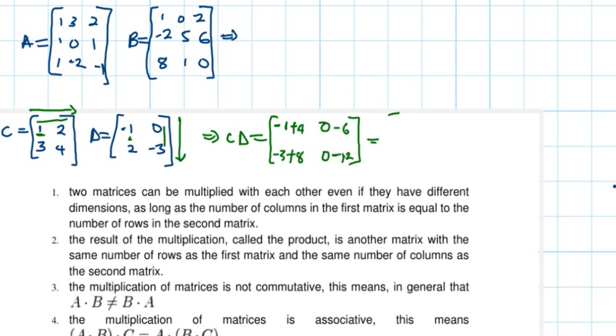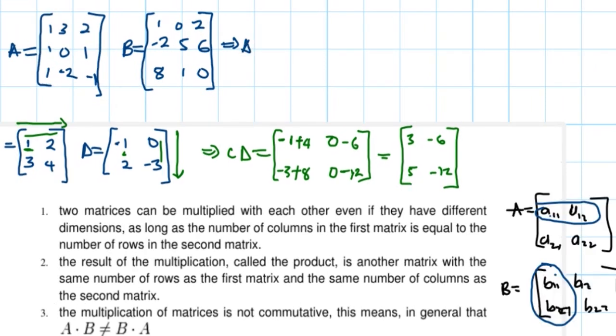So what are we going to have here? We're going to have 3 minus 6, 5 minus 12. So this is our answer for this multiplication. So let's look at AB now. Let's look at AB, that is multiplying these two matrices. This is going to be a bit longer since it is a 3 by 3 matrix.